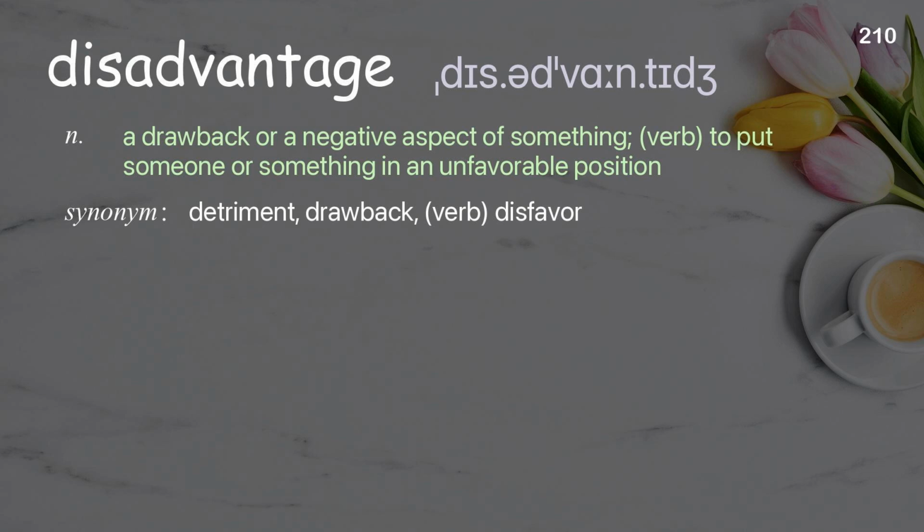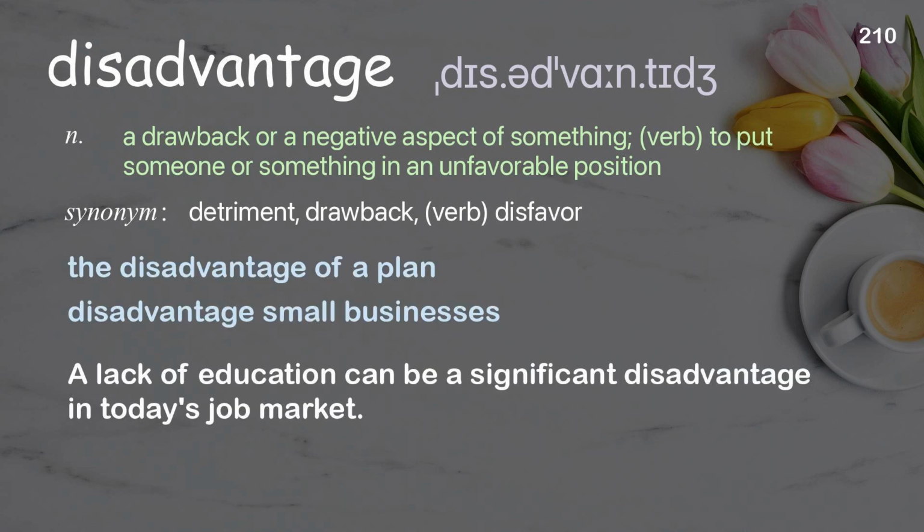Disadvantage. A drawback or a negative aspect of something. Verb: to put someone or something in an unfavorable position. Examples: The disadvantage of a plan. Disadvantage small businesses. A lack of education can be a significant disadvantage in today's job market.